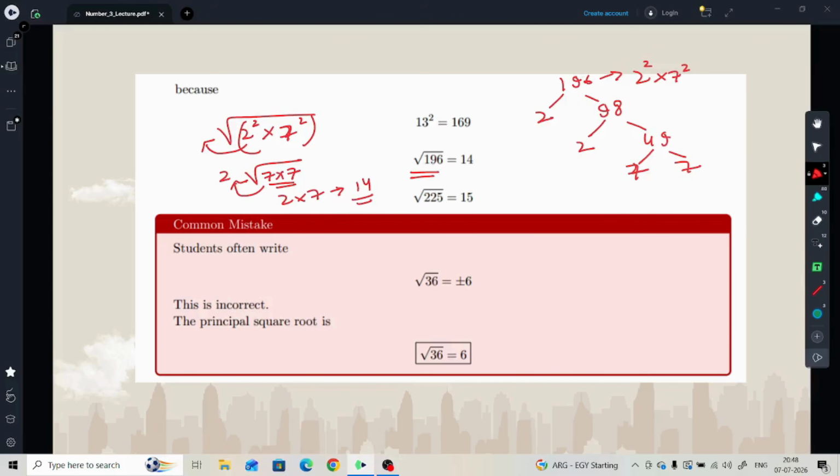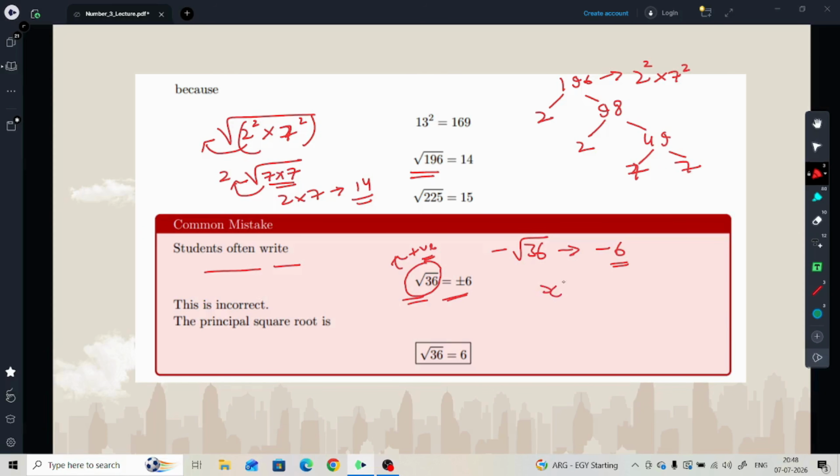So like that. Now, some students often write root 36 as plus minus 6, which is definitely wrong, because this square root can only give you the positive value. Yes, if there's a symbol like minus root 36, then you can get minus 6, but not by this. Understood?